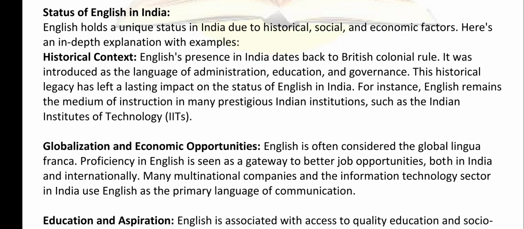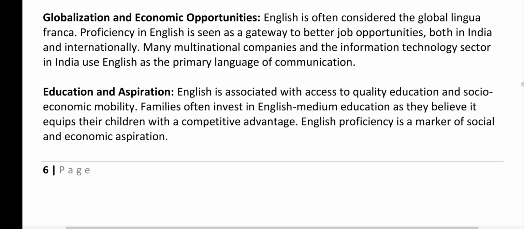Yes or no? So we, the people of Meghalaya, we prefer to speak in English. Yes or no? We love to speak in English. Yes or no? We love to listen to English songs. We like to watch English movies. And we also like to communicate with one another in English. Yes or no? Now, globalization and economic opportunities.